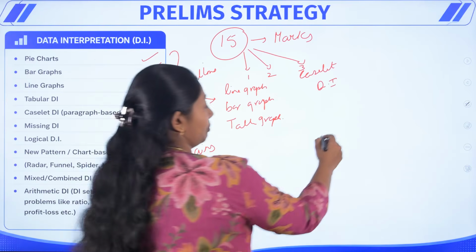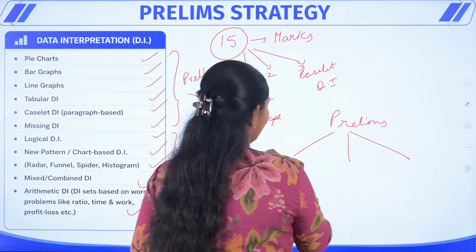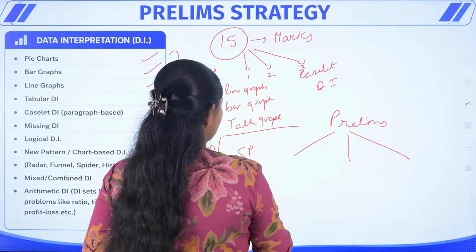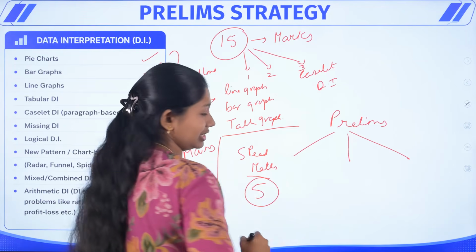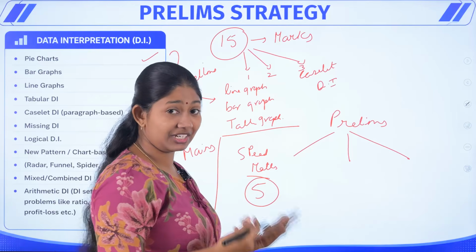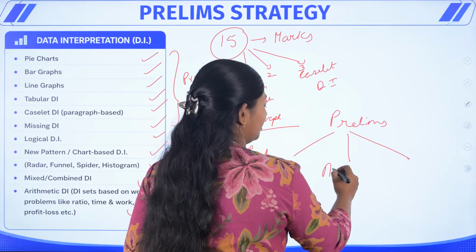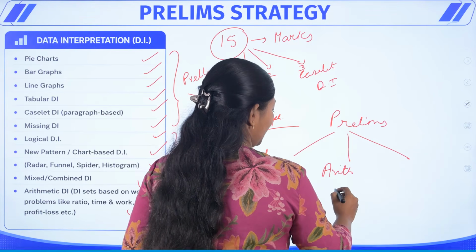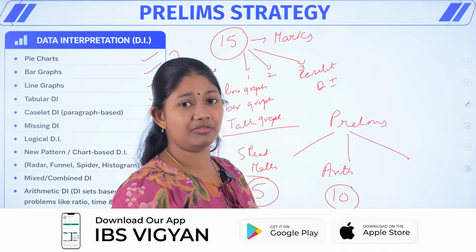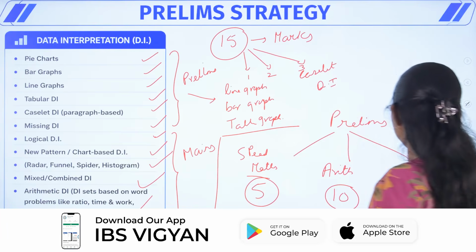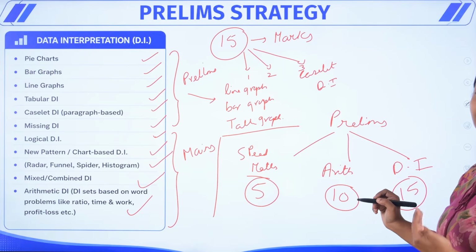So if you look at it for prelims, if you summarize all these things, you have the speed max which carries 5 marks on an average. These are expected. Sometimes it can be 5 or 3, and that way they will balance the remaining. Then you have the arithmetic, 10 questions, 10 marks. Each question carries 1 mark and there is a negative of 1/4. Then you have the data interpretation which carries 15 marks. So on the whole 30 marks.